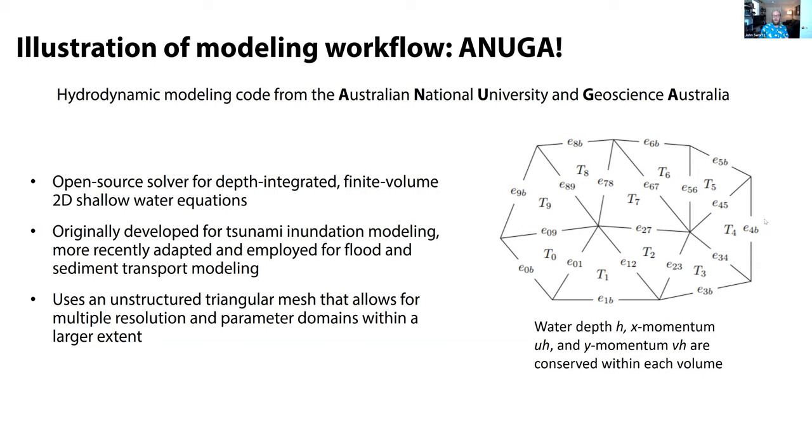The use of this unstructured triangular mesh is very cool because it allows us to specify different resolutions and parameter domains within a single study domain. So we can, for instance, model in very high resolution the area directly around our river channel, but then have it start coarsening out as we get further and further into the floodplain, and also change the roughness coefficients of each of those domains as well.